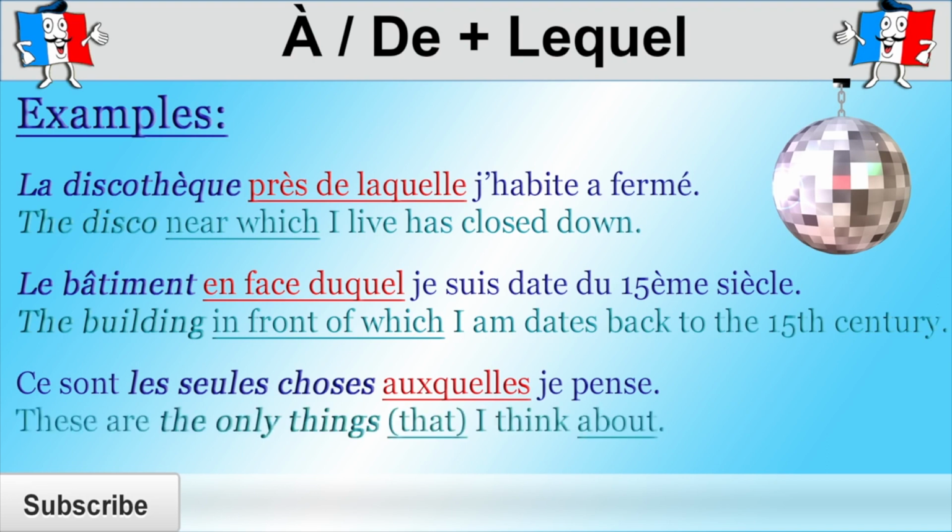Ce sont les seules choses auxquelles je pense. These are the only things that I think about. We need to use auquelles here because it refers to choses, which is a feminine plural noun, and since we normally say je pense à quelque chose, I'm thinking about something, auxquelles stands for à lesquelles. And as you saw in the table, à and lesquelles contract to auxquelles.